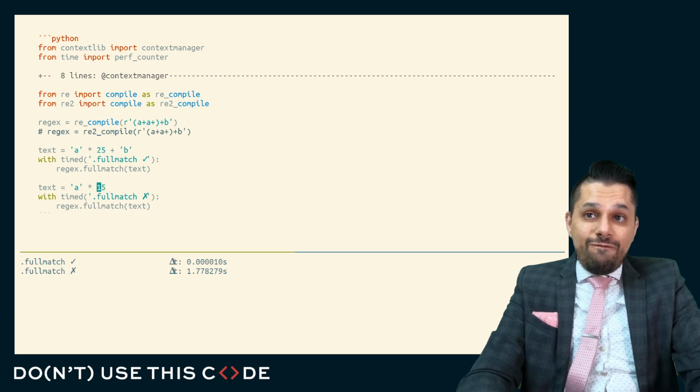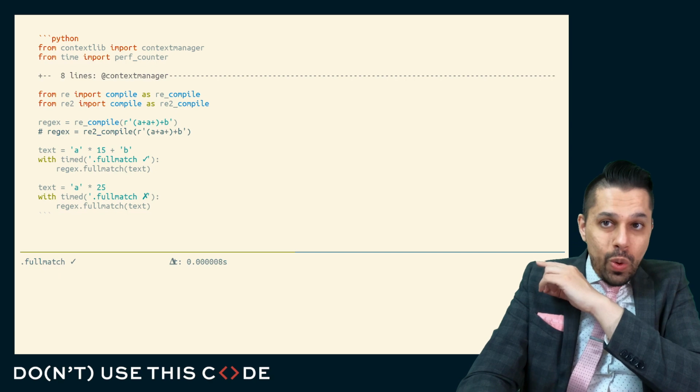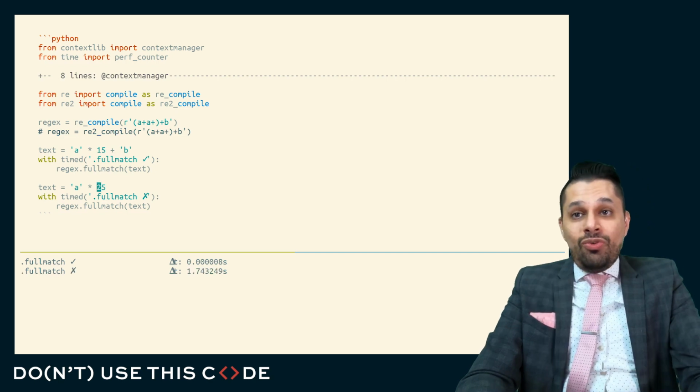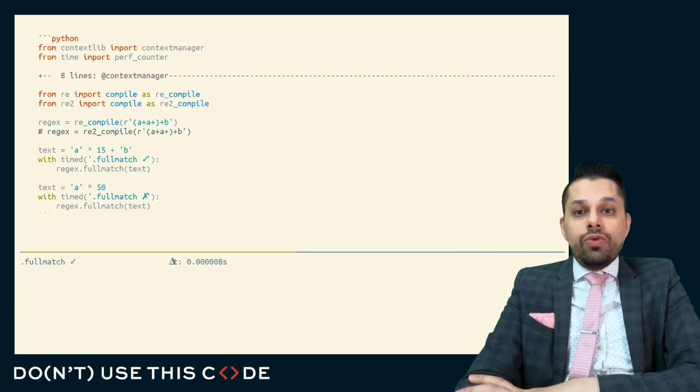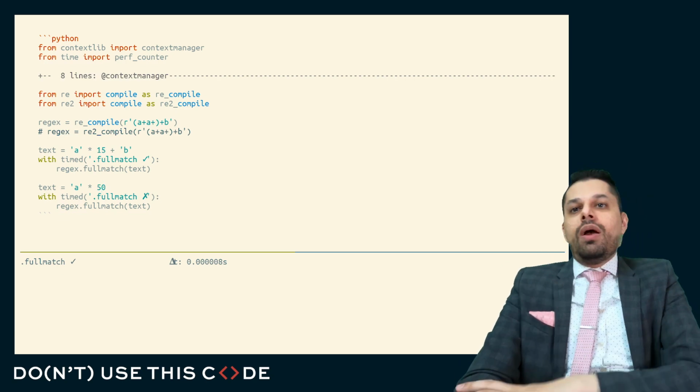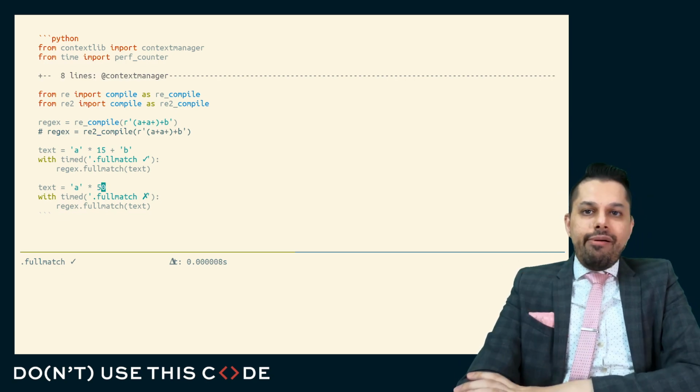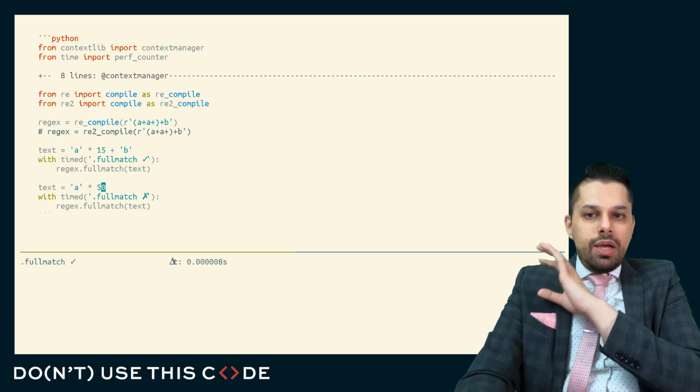If this thing is 15 A's with no match, it's relatively fast. If it's 25 A's, it starts getting really slow. If this thing is 50 A's, this session will be over. This video will be over by the time this finishes computing. This gets very, very slow very quickly.